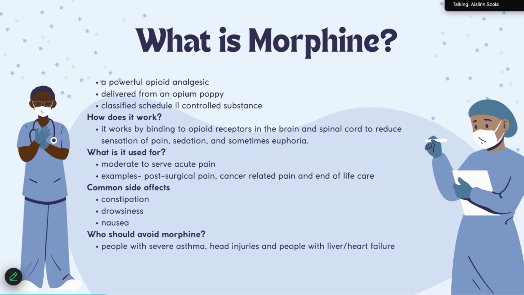What is it used for? It's used for moderate to severe acute pain. Some examples of this would be post-surgical pain, cancer-related pain, and end-of-life care pain. Some common side effects are nausea, drowsiness, and constipation. Who should avoid morphine? People with severe asthma, head injuries, or people that have liver or heart failure.